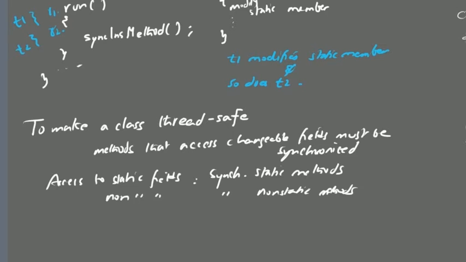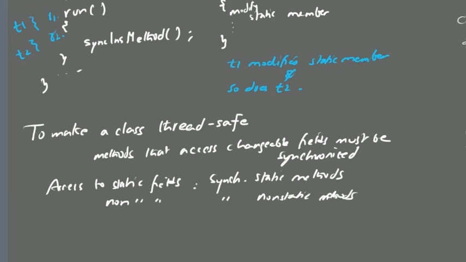So to make a class thread safe, methods that access changeable fields must be synchronized, and not just that, but the access to static fields should be within synchronized static methods, and the access to non-static fields should be within synchronized non-static methods. This is really important. You could have a combination, but it's not discussed. It wasn't discussed in the book, so I'm not really sure what the solution would be. But for now, just remember these 2 points.